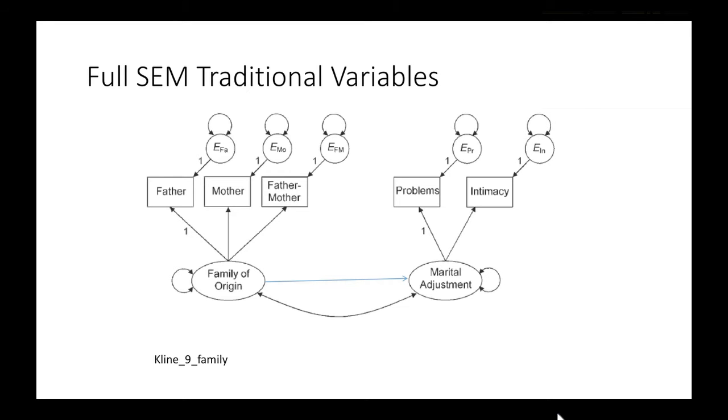So we're going to start with an example from chapter 9 from Kline, and it started as a CFA model with family of origin looking at the father side, the mother side, and a combination of the relatives, and then looking at marital adjustment, so problems with the marriage and intimacy issues. And so these are two very simple measurement models.